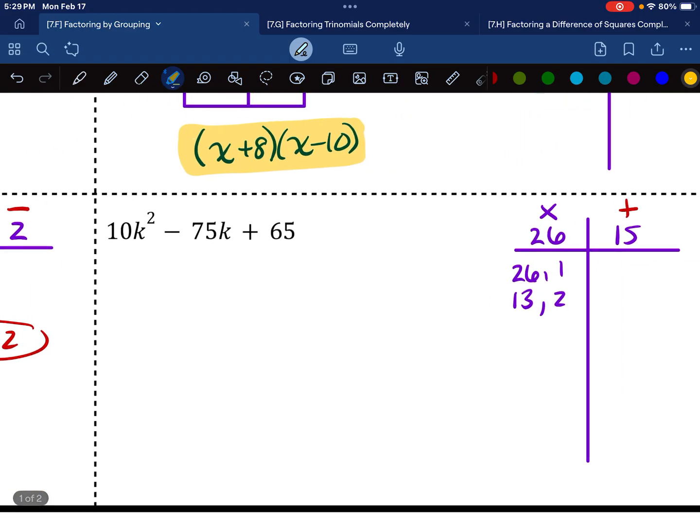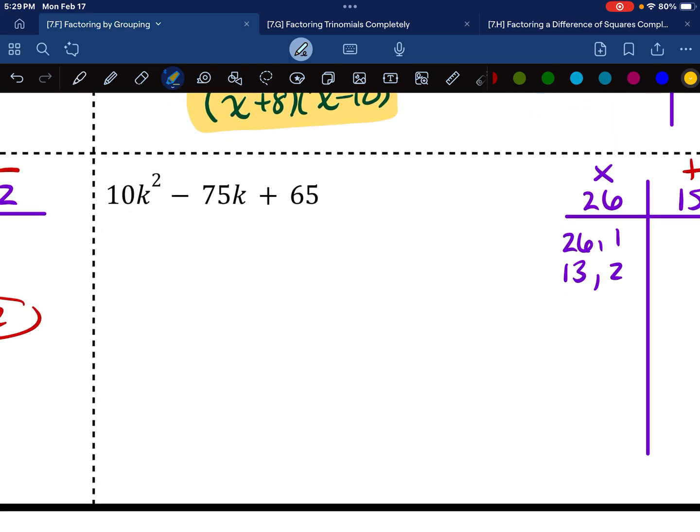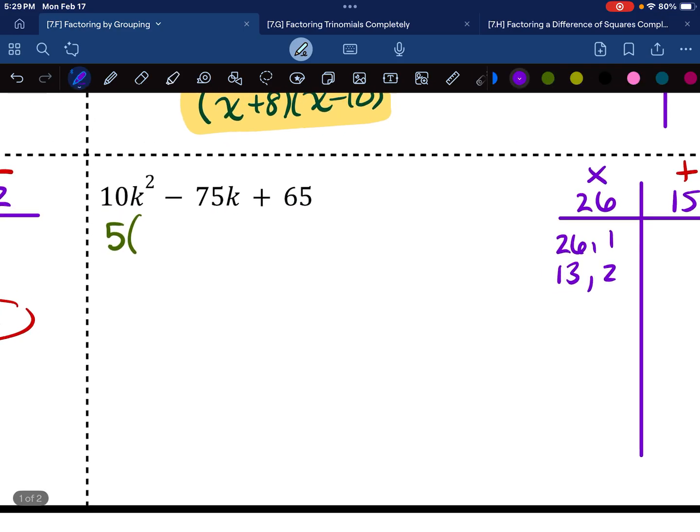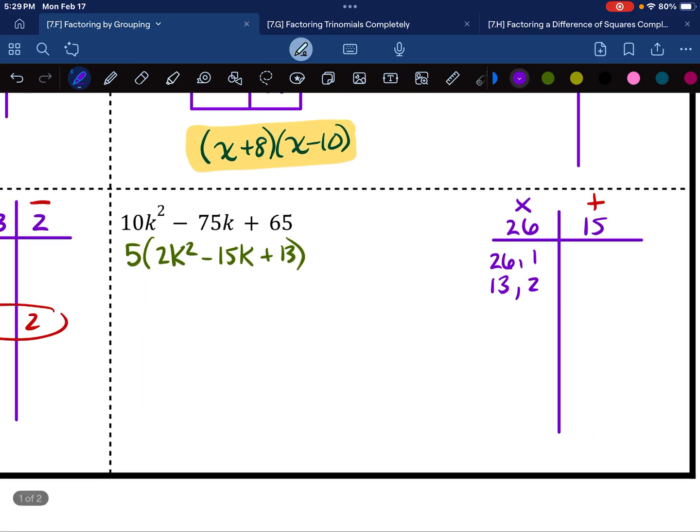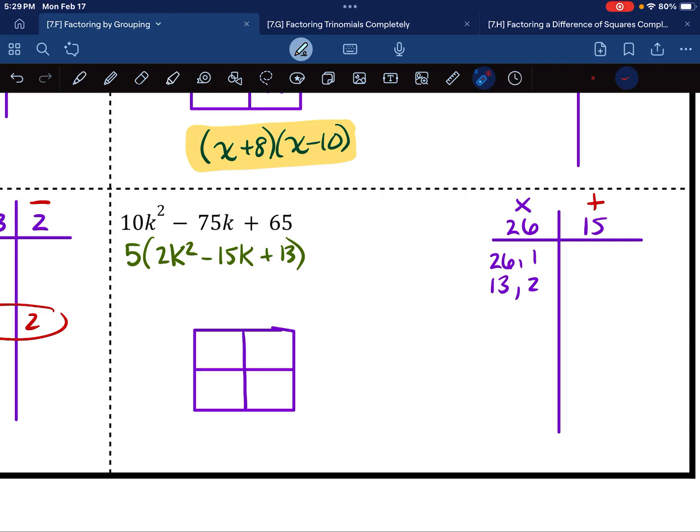One more time. These are all divisible by 5 because they end in 5 or 0. So I'm going to divide a 5 out. Okay, when I do that, I get 2k squared minus 15k plus 13. Okay, so setting up my box here, a times c, 2 times 13, is the 26 that I have here.